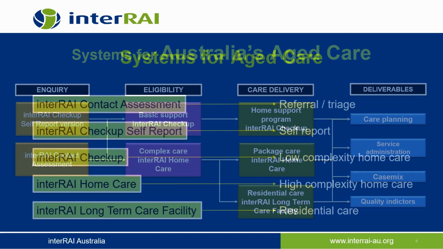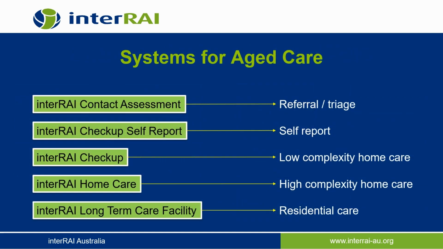So looking at these systems, recapping what I've just said, the interRAI Contact Assessment would be suitable for referral and triage, the checkup self-report for self-report on the My Aged Care website, the checkup itself for persons needing low complexity home care. For those who've got highly complex needs, the interRAI Home Care, and for those living in residential care, the interRAI Long-Term Care Facility.